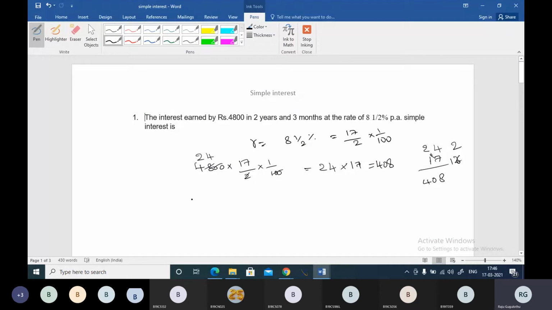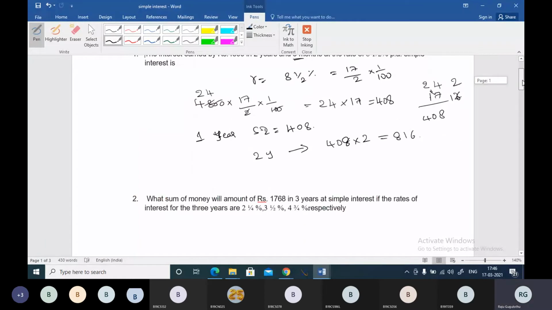That means 1 year simple interest will be 408. And for 2 years it will be 408 into 2, that is 816. Now we have to do one more thing. For 3 months also we have to find. 2 years 3 months, right? We have to find for 3 months.